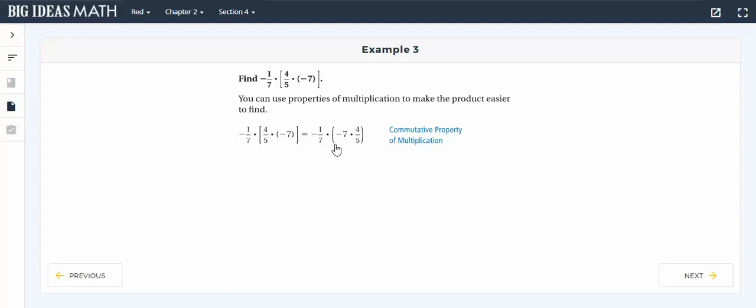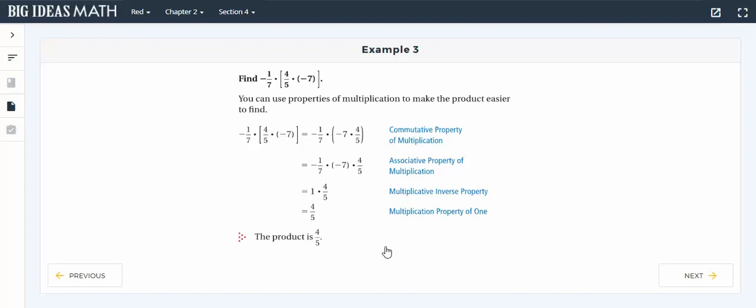When I do that, I'm going to narrow that down to 7 over 1 and 1 over 7, which will be negative 1. Or they're both negative, sorry, so it becomes positive 1. And 1 times 4/5, anything times 1 is itself. So it becomes 4/5. So I could actually say these two make 1, and 1 times 4/5 is 4/5. So your answer is 4/5.